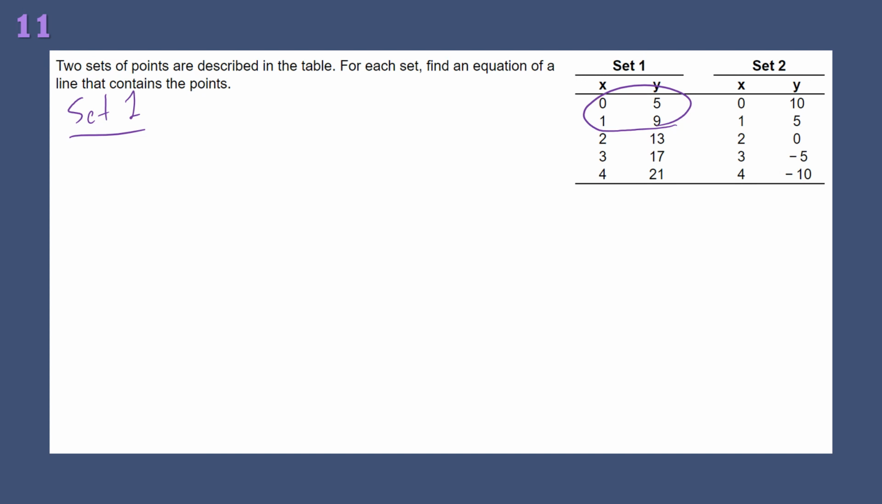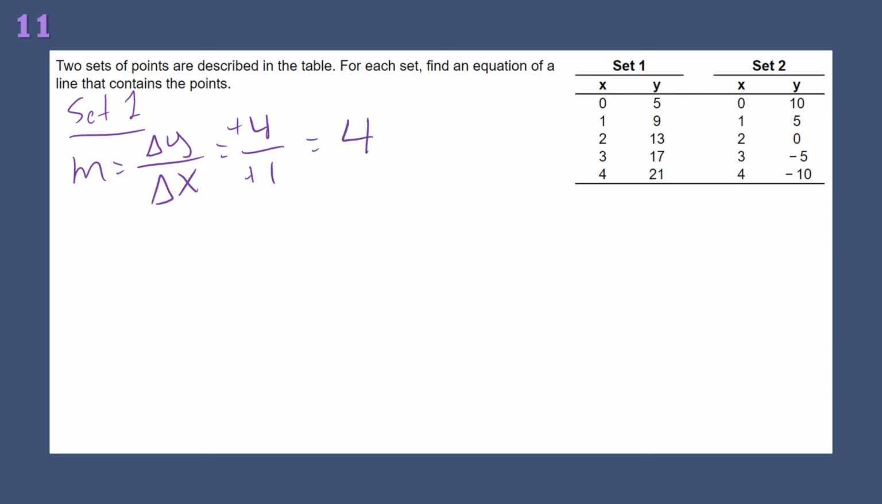And I have the slope should be the change in y over the change in x. Now, how much did the y change? The y changed between those first 2 points that I chose. It went up 4. How much did the x change? The x went up 1. And so if I were to simplify that, I get a slope of 4.